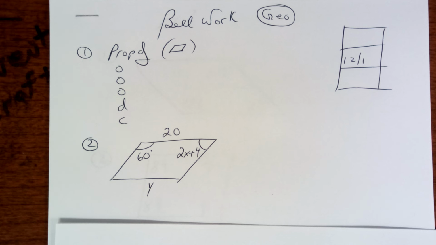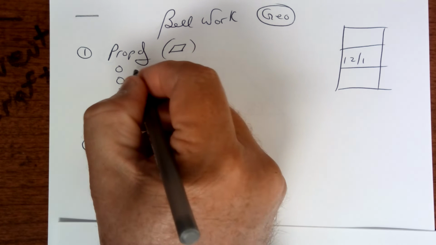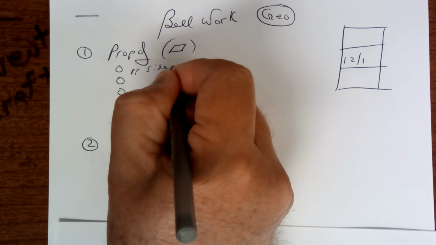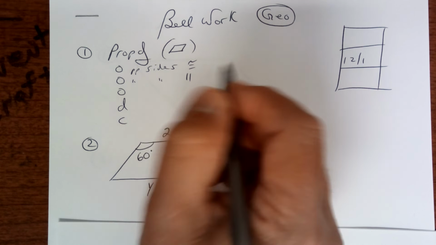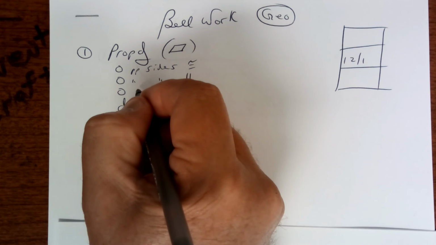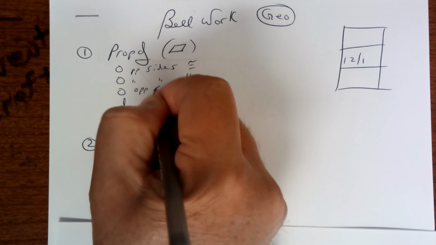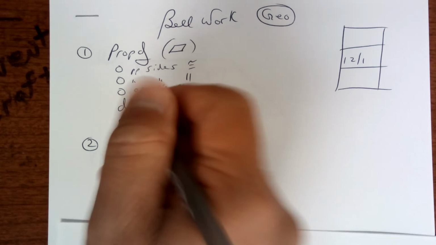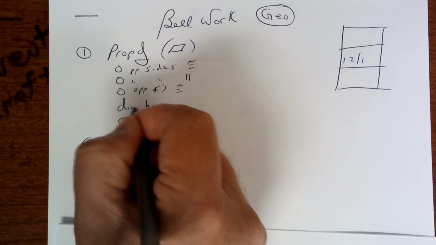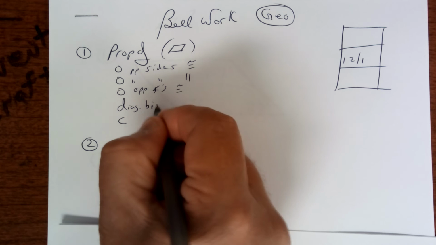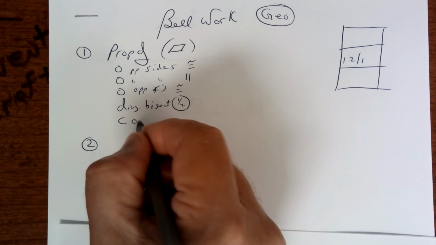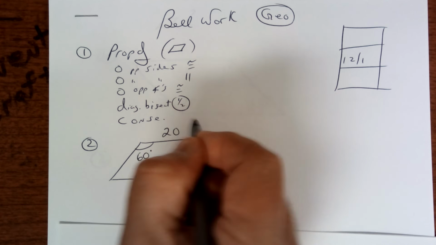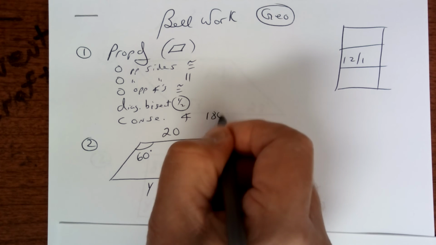Well, what are the 5 properties of a parallelogram? Well, opposite sides are congruent, opposite sides are parallel, opposite angles are congruent, diagonals bisect each other, cut each other in half, and consecutive angles are supplementary, 180 degrees.